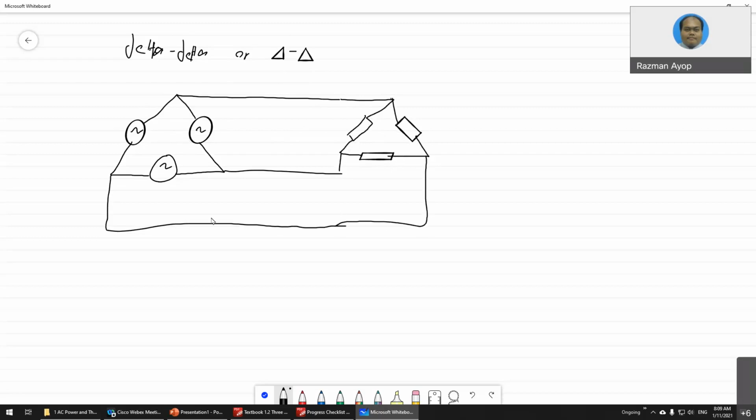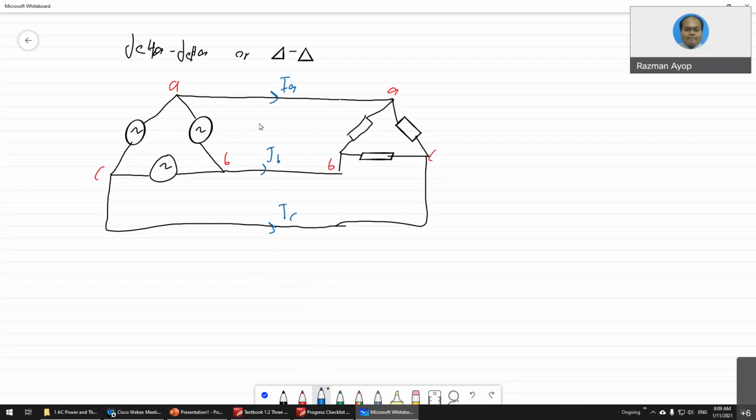When labeling, you have to make sure that A is always at the top, B is always inside the system, and C is outside the system. Then the current goes from the source to the load. This one is IA, this is B so IB, and this one is C, IC.